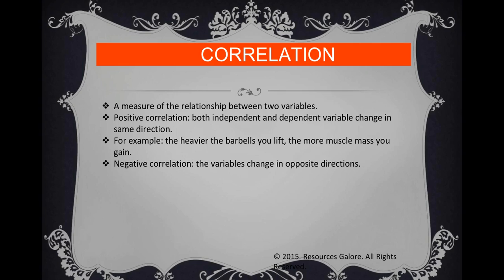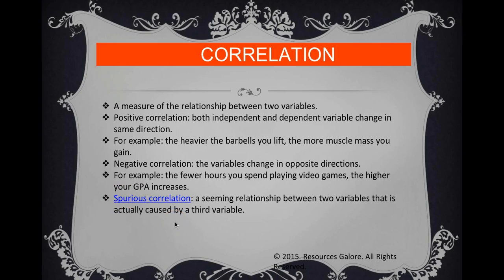Negative correlation is when the variables change in opposite directions. So here's an example of that. The fewer, so that arrow is going down, the fewer hours you spend playing video games, the higher your GPA increases. So in other words, that variable, the dependent variable, is going up. So there's a negative correlation. The independent and dependent variable are going in opposite directions if you were graphing them.